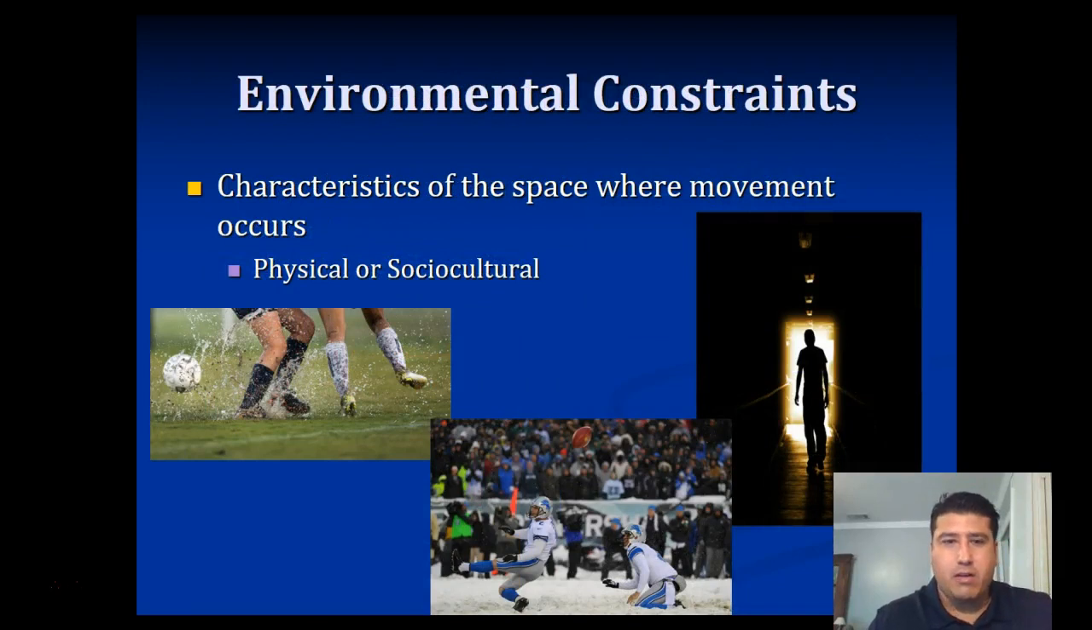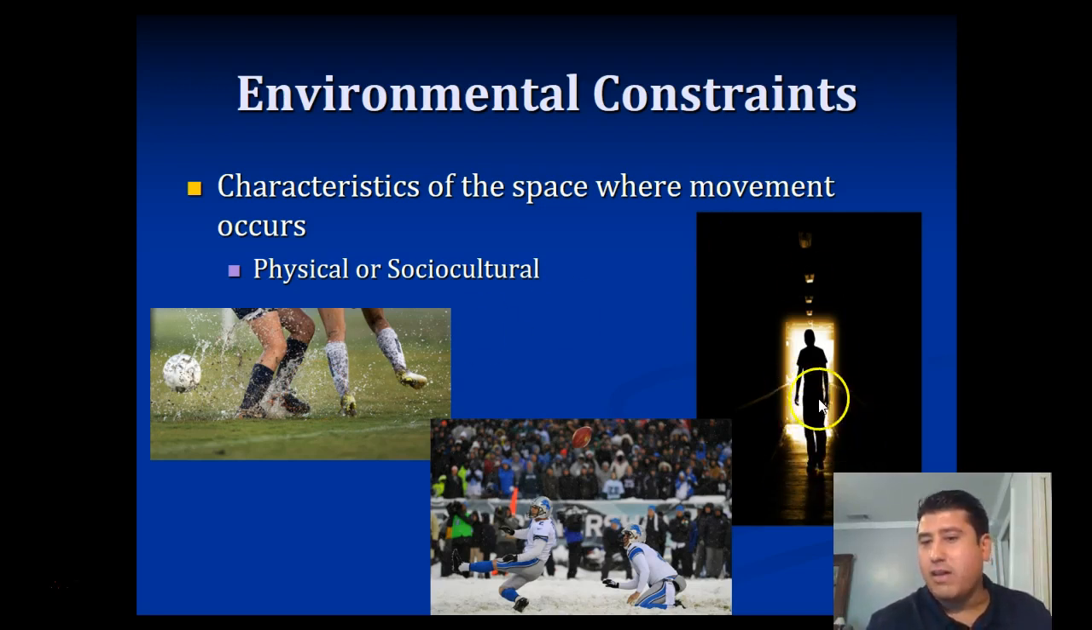Environmental constraints are just characteristics of the space where the movement occurs. So I'm sure you can think of poor weather. Here's rain and mud. Here's snow. Trying to kick a field goal in the snow. What's the task? Kick the field goal. But whenever you have the environmental constraint of, every time I step, I slip, and I've got to run, you change the way you run in order to accomplish the same task. That's an environmental constraint.